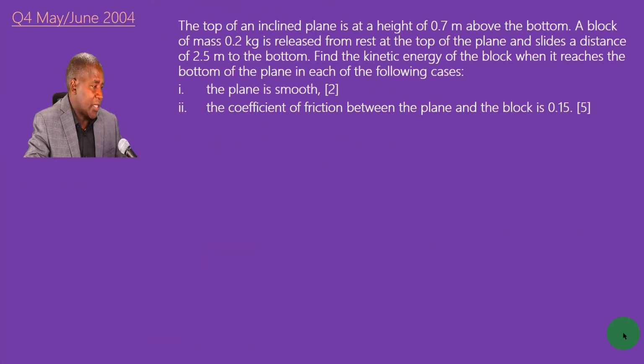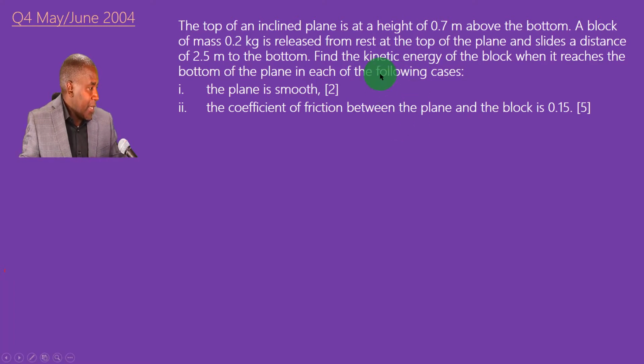Okay, let's look at question 4. Now, what are we given in question 4? We are told that the top of an inclined plane is at a height of 0.7 meters above the bottom. A block of mass 0.2 kilograms is released from rest at the top of the plane and slides a distance of 2.5 meters to the bottom. Find the kinetic energy of the block when it reaches the bottom of the plane in each of the following cases. The first case is when the plane is smooth. The second case is where it is rough, and the coefficient of friction between the block and the plane is given as 0.15.